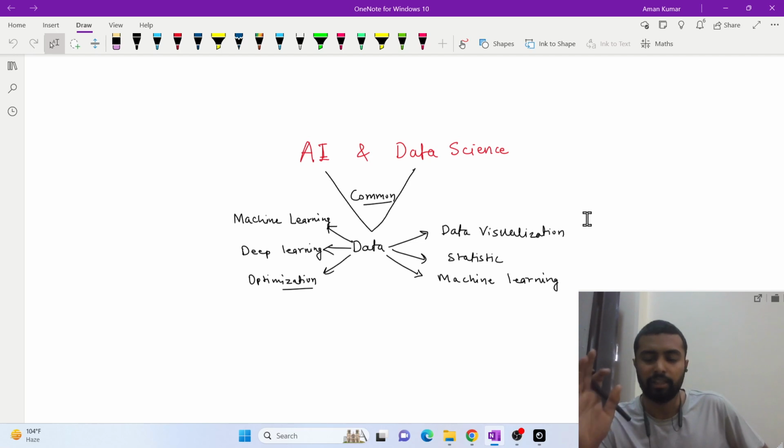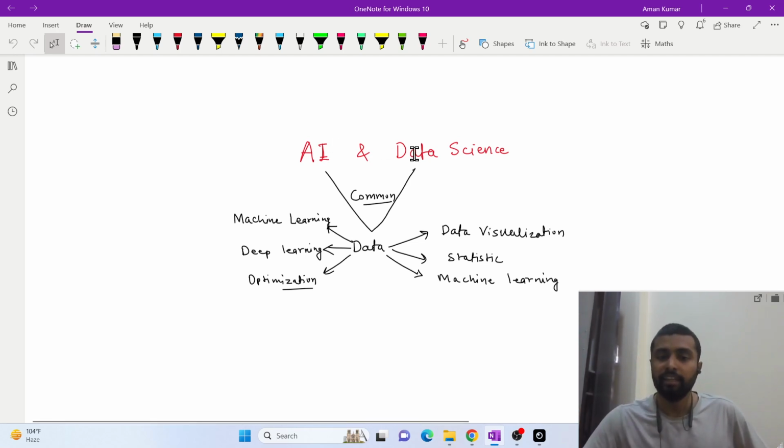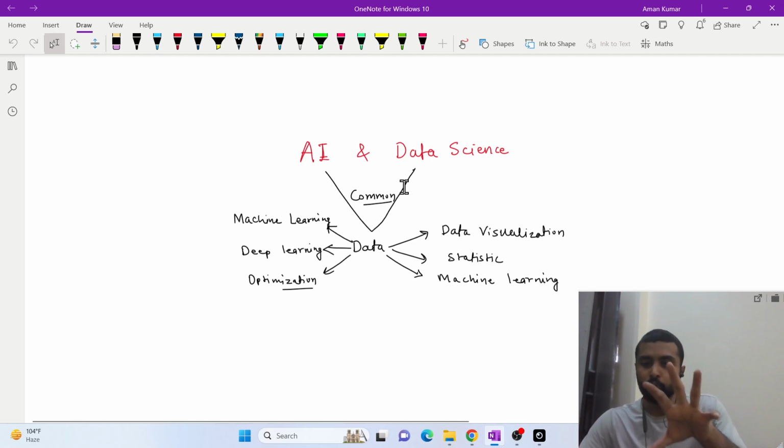First of all, let's discuss what the similarities are and what the dissimilarities are. The similarity is that both are almost related. Both talk about data. As you can see, AI and data science both only work when you have data. That is the biggest common thing between AI and data science.